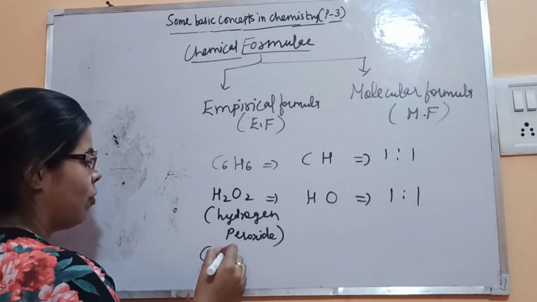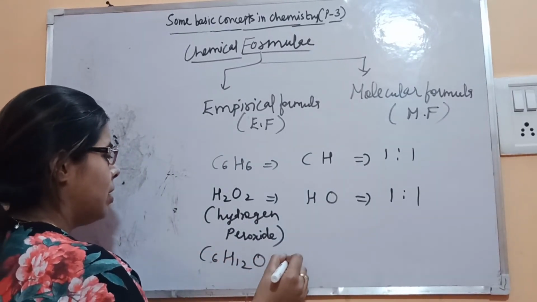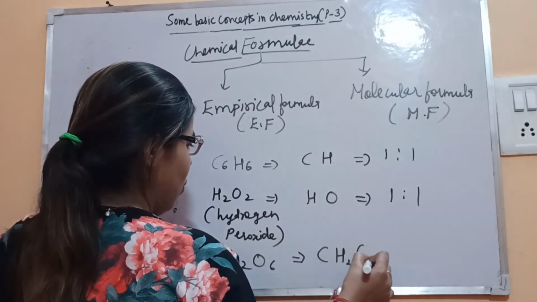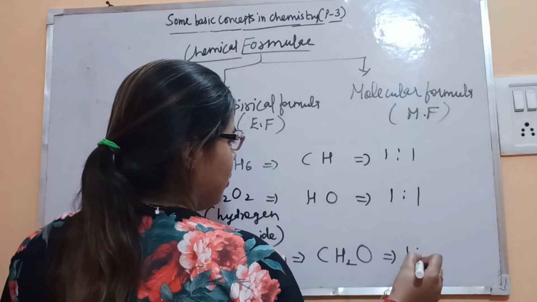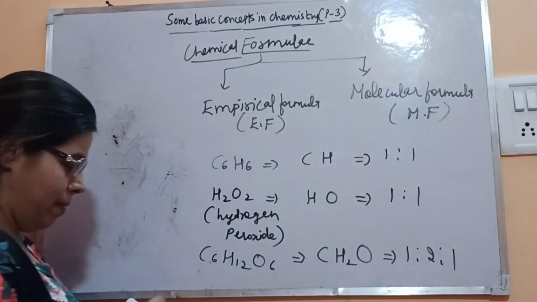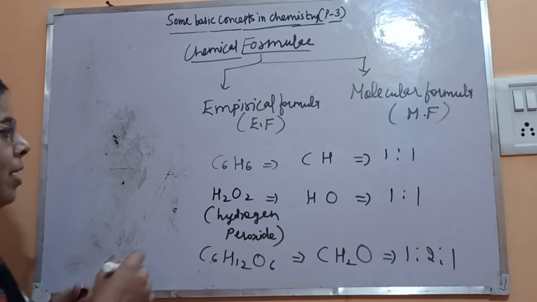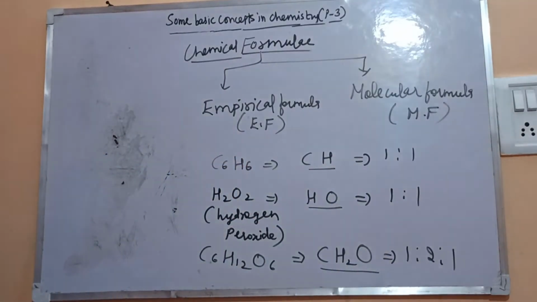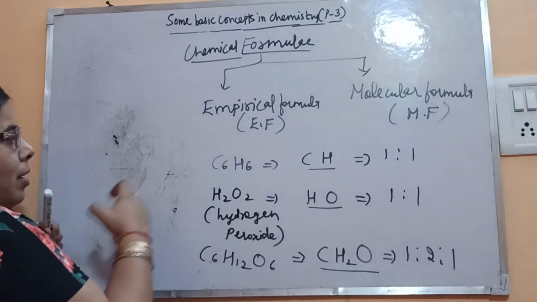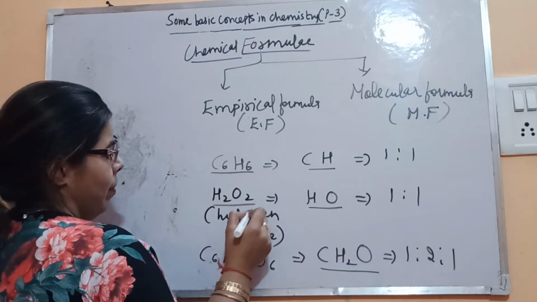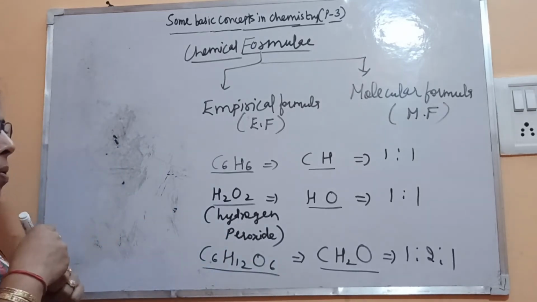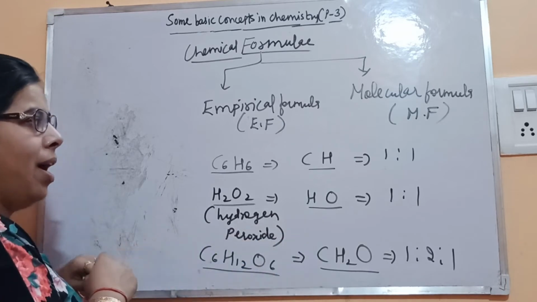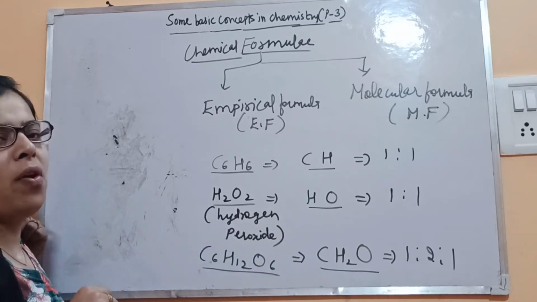Similarly, let's take the example of glucose. This is your glucose. Take 6 common, and you will get CH2O. What's the ratio? 1:2:1. Okay. So these are the molecular formulas of the compounds. And when you take the common factor out of it, you get this formula. You are only getting the simplest ratio of that.